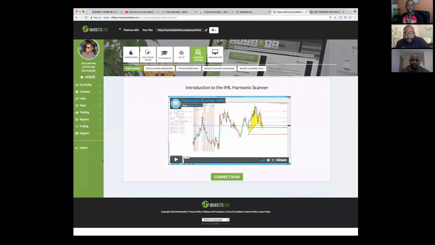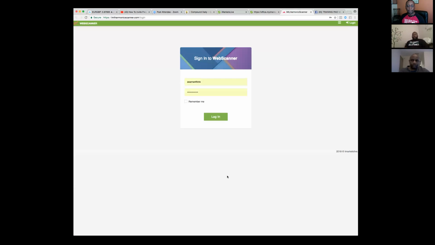What you have to do is click on the connect button. There's a connect button down here. You click on that, and it's going to take you to a site where you have to use your username and password to log in. So we're going to log in. I have my username and password saved.